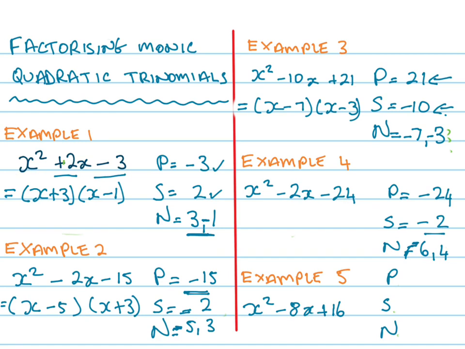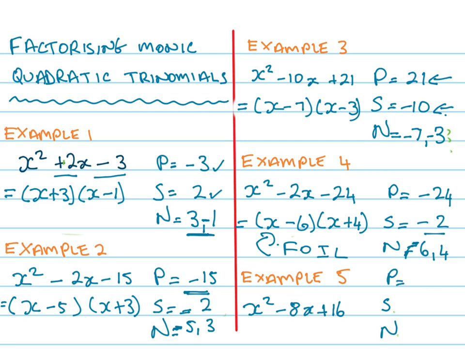Negative 6 times 4, negative 24. Negative 6 plus 4, negative 2. So it looks like it's equal to x minus 6, bracket x plus 4. Remember, you can always check your answer by using FOIL to expand your answer, and you'll get back to where you started. All right, this one's a bit different.